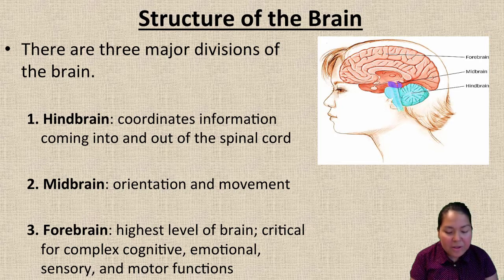The second division is the midbrain, and the midbrain is responsible for orienting us and for our movement. And so it consists of the tectum and the tegmentum. And then the last division of our brain is the forebrain. And the forebrain is responsible for more complex functions, including regulating our emotion, planning for our future, and consists of the cerebral cortex and the subcortical structures.